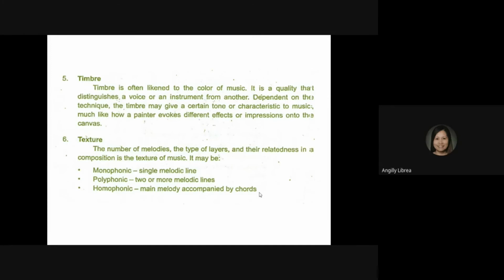It can be monophonic, a single melodic line; polyphonic, as the term implies, poly, two or more melodic lines; and homophonic, a melody accompanied by chords. So akin to artwork, style, medium, and technique emphasize some of the elements in visual arts.